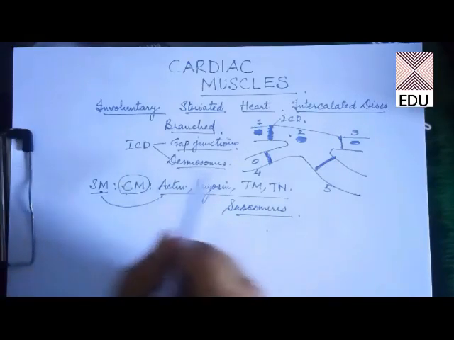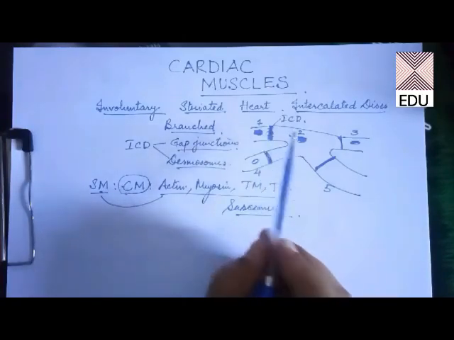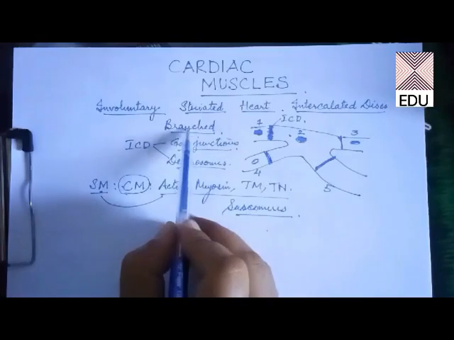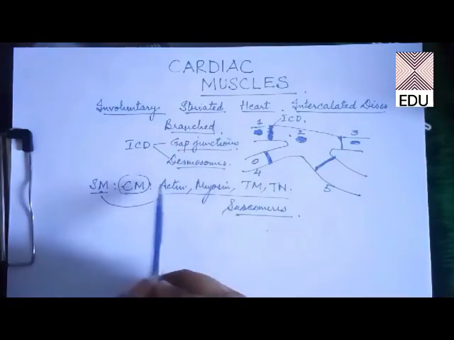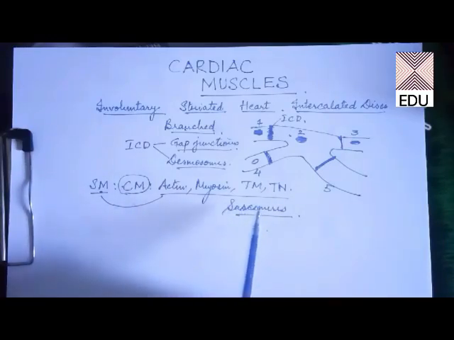Only the difference is that intercalated discs are present, and secondly they have branching. So these are the two differences. Otherwise, all of the proteins present in the skeletal muscle, the sarcomeres, the main structural similarity is the same.